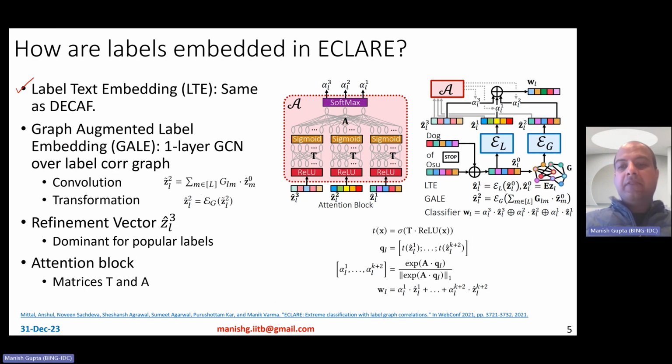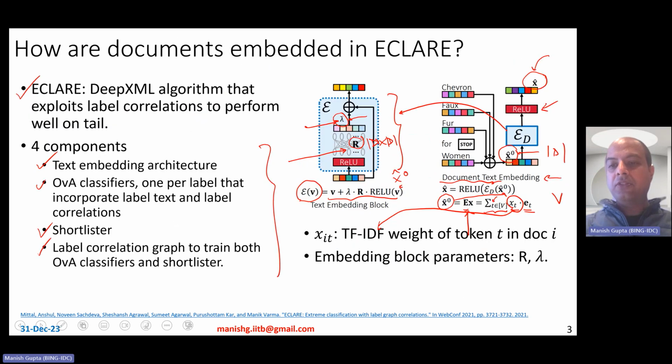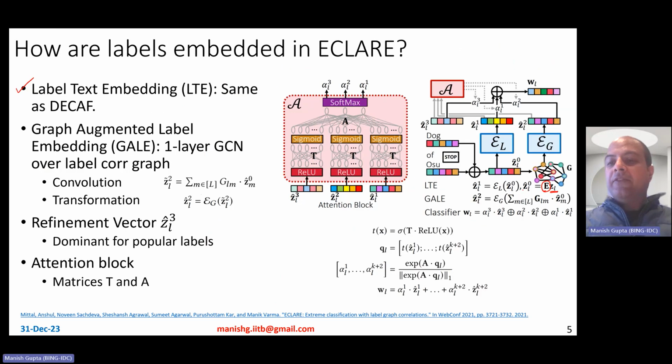So the first step is effectively just take all the words which are there as part of the label text, and multiply by the embedding matrix E. This is the same embedding matrix that you also used for computing a representation for document text. That gives you your ZL0, and then you pass it through an embedding block EL, so as to get the first label representation, called the label text embedding or LTE representation. That's great. That's the first representation.